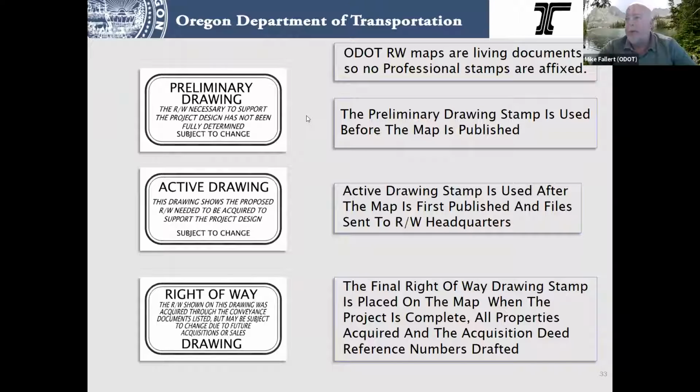If this is a preliminary, meaning there's more to come, put the preliminary stamp. When you turn in a drawing with a whole project, and all the descriptions are written, you use the active drawing, which means things still could change if we have to adjust something. Then once we deed record it, the project's done, and everything's acquired, we change this to right of way. It means the project's done, but there still could be changes. We could sell something, we could trade something, who knows? So that map still is living.